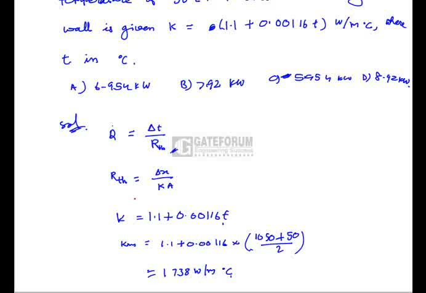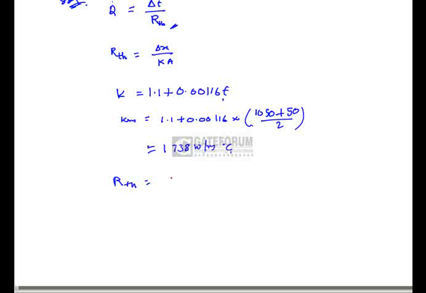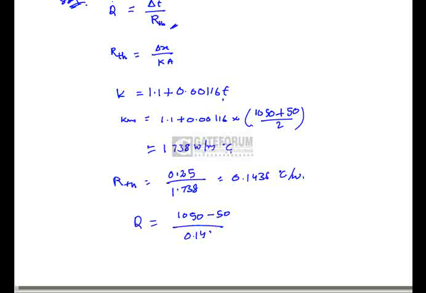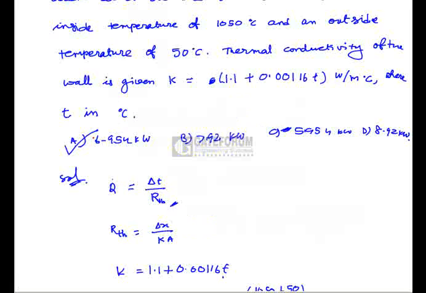Now substitute this value in thermal resistance, which gives del X is 25 centimeters or 0.25 meters, and here it is 1.738, which gives a value of 0.1438 degree centigrade per watt. And heat loss to the wall is given by delta T is 1050 minus 50 by 0.1438. So gives a value of 6954 watts or 6.954 kilowatts. So here the right answer is 6.954 kilowatts, and in the option the correct option is A. A is the right answer.